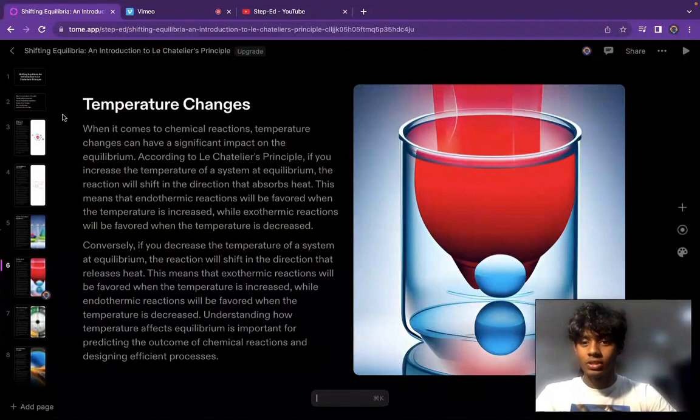Conversely, if you decrease the temperature of a system at equilibrium, the reaction will shift in a direction that releases heat. This means that the exothermic reaction is favored. Understanding how temperature affects equilibrium is important for predicting the outcome of chemical reactions and designing efficient processes.